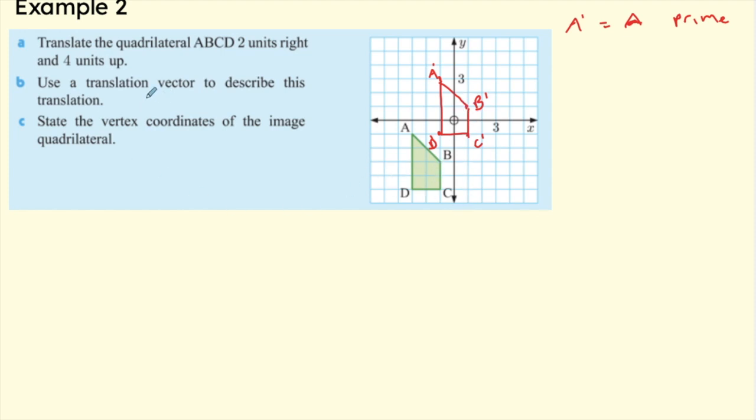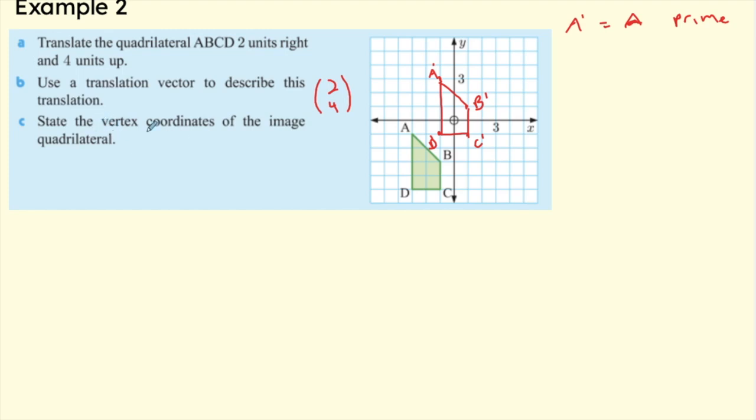Use a translation vector to describe this. So, translation vector. How much to the right did we go? We went 2, so positive 2, and we went 4 up. Remember that the x comes first here, just like in the alphabet or in a coordinate, x on top, x first, and then y.